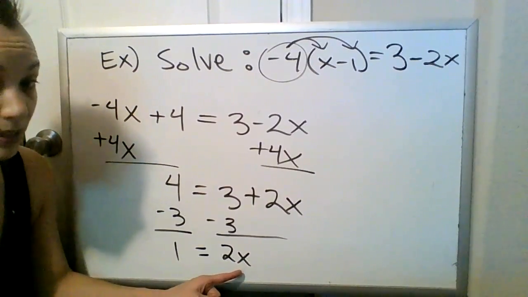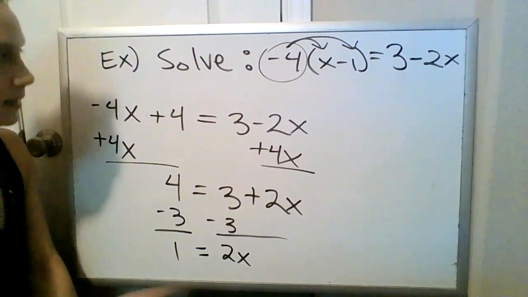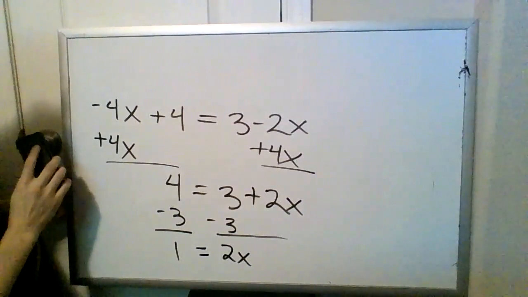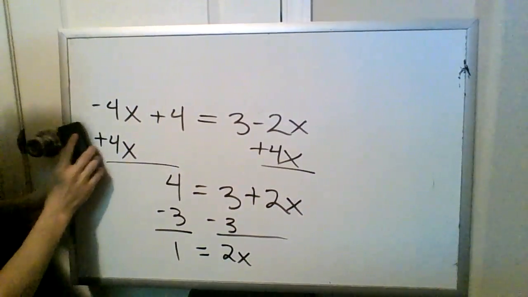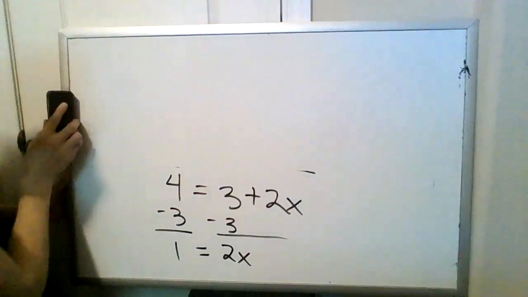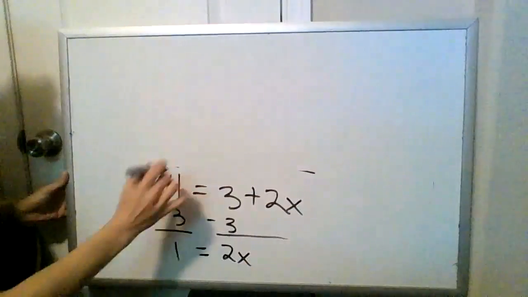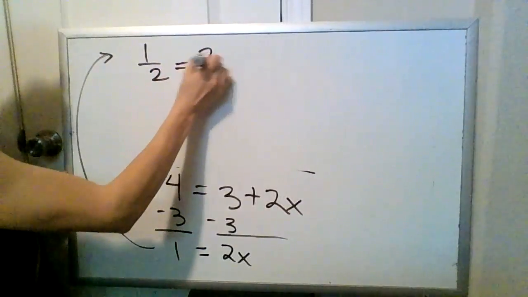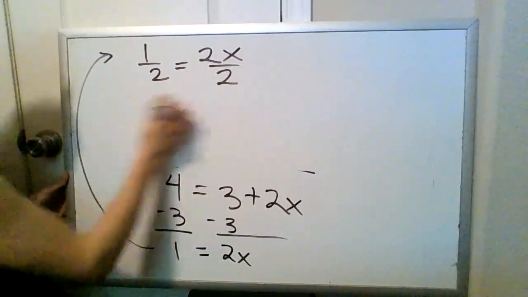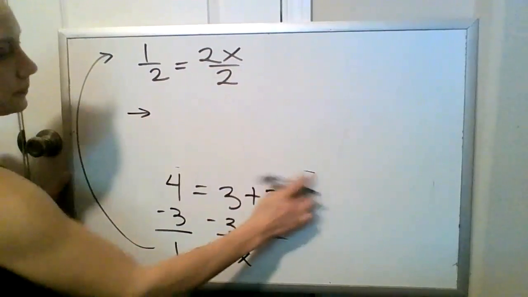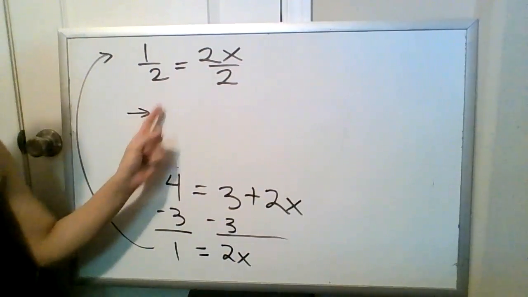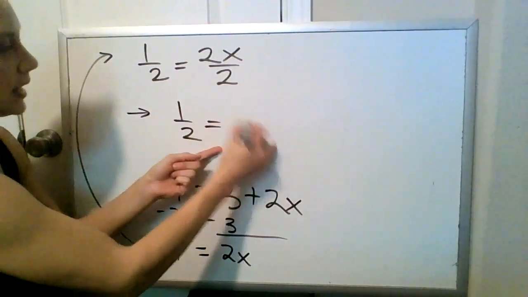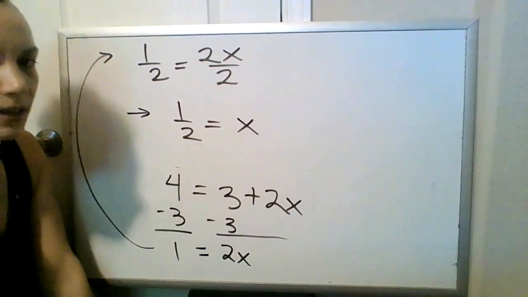So divide both sides by 2. Put 1/2 on this side. 2/2 is going to reduce to 1, and it leaves x times 1, which is x.